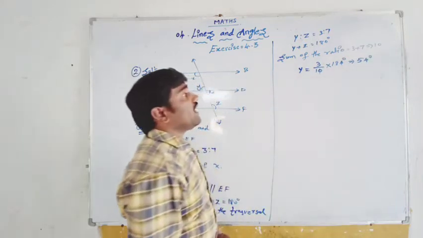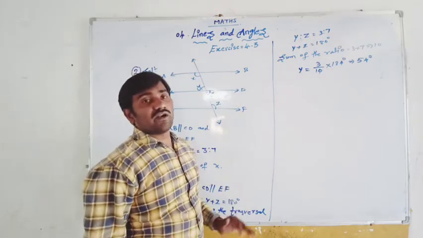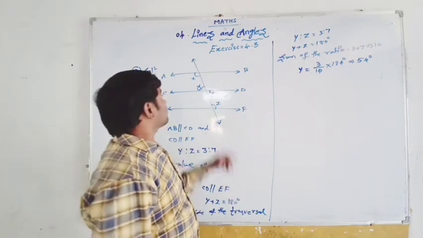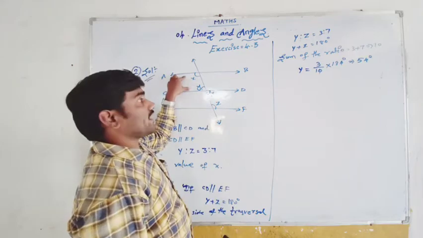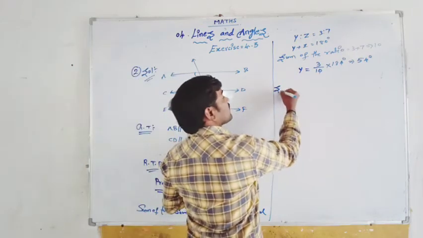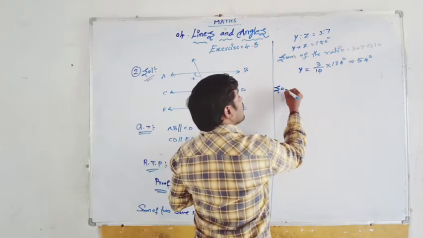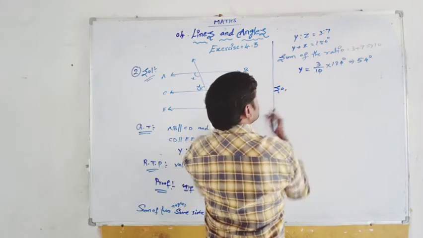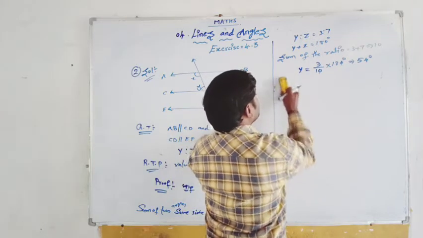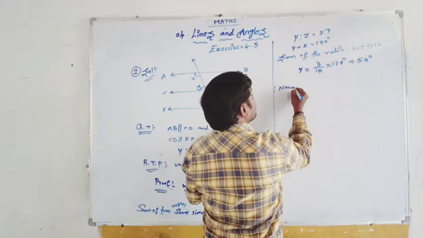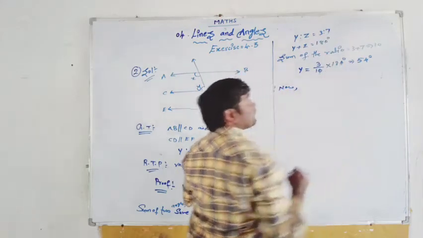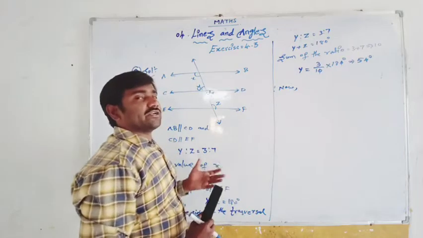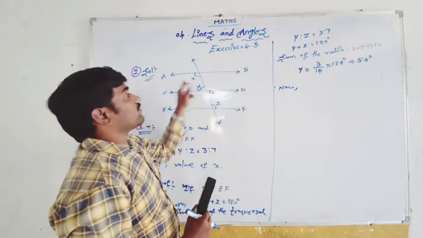So we got angle Y equal to 54 degrees, but we don't require angle Y, we require only X. We need to find out the X value. Angle Z is not required here. Angle Z you can also find out as 7 by 10 into 180, but we don't require angle Z here, we require only X.